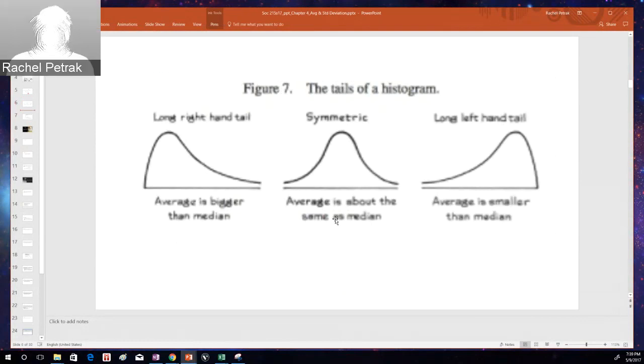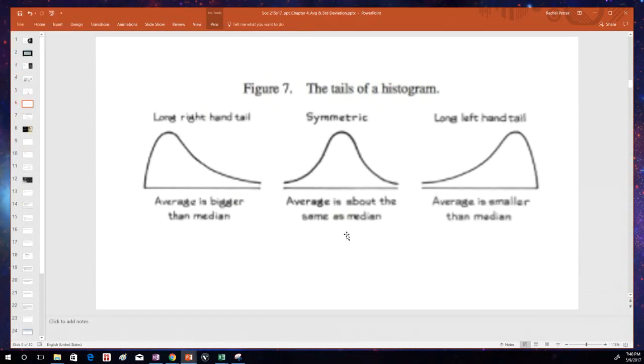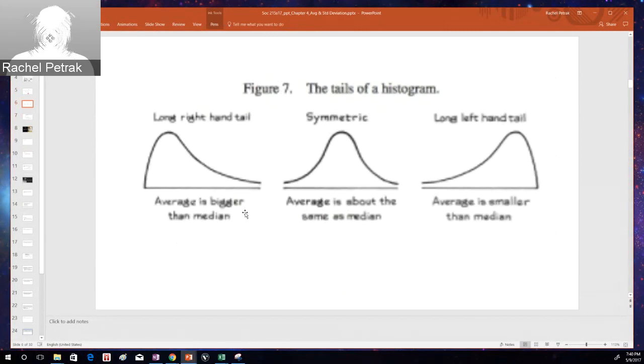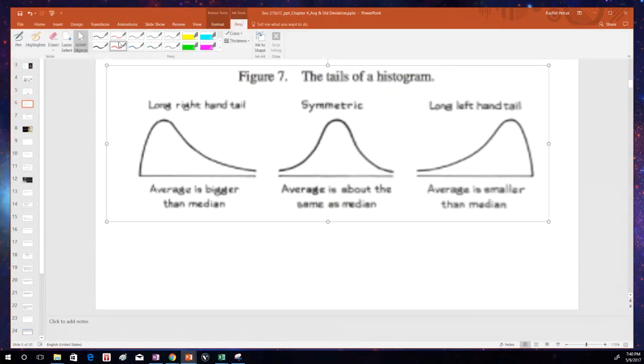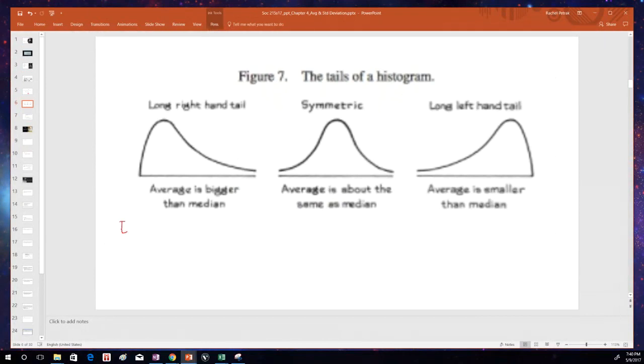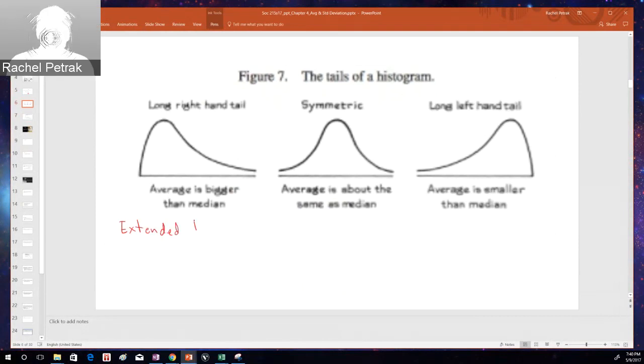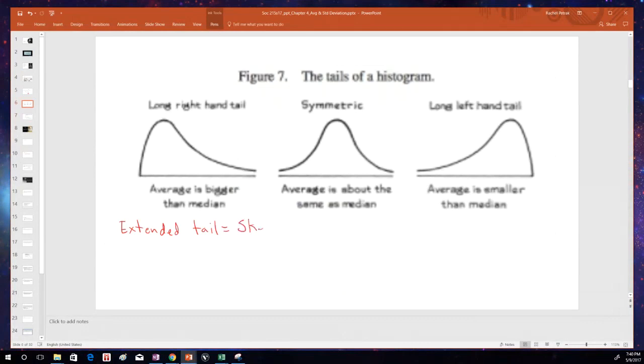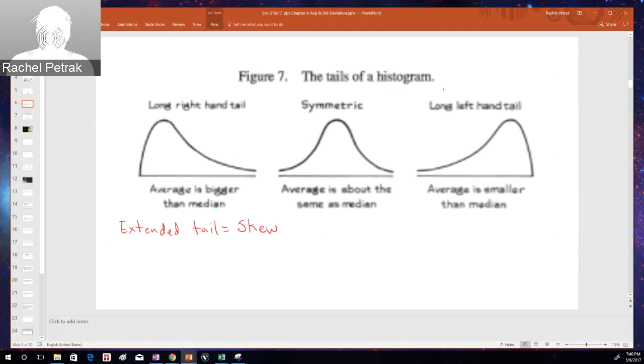And there are 3 primary types of histograms that we'll talk about a lot. We'll especially talk about this one in the middle. That's symmetric, and the average is about the same as the median. This, with some other qualities as well, will come to be a normal curve. So a normal curve has these qualities. Sometimes we have a curve that has a skew though, and this is what we call the long right-hand tail and the long left-hand tail. These extended tails are skew. And we classify skew in these based on the tail.